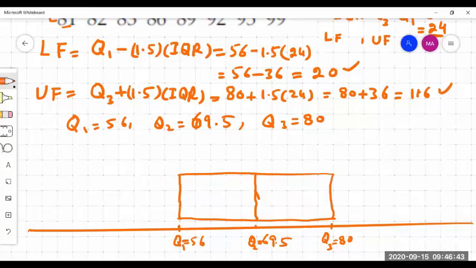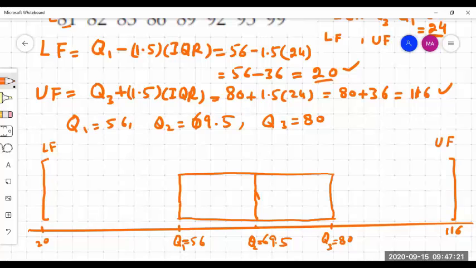Okay, so first you have to mark the lower fence. The lower fence is 20 here. See, lower fence is 20. So 20 would be somewhere here, for example. So at 20, you have this lower fence. I would draw this bracket here and label it as lower fence. Similarly, the upper fence is 116 here. So the upper fence would be somewhere here, somewhere at 116. So this is the upper fence.